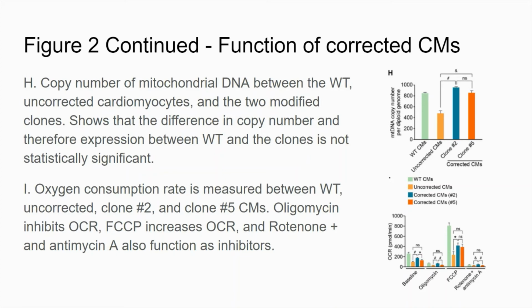While figure I shows the oxygen consumption rate under various inhibitors and uncouplers, and the results are a little bit more varied here, with some aspects of respiration happening at decreased rates in the corrected relative to the wild type, particularly under the influence of FCCP, which is an uncoupler, which boosts oxygen consumption. We do not see the same behavior between the wild type and the corrected cardiomyocytes.